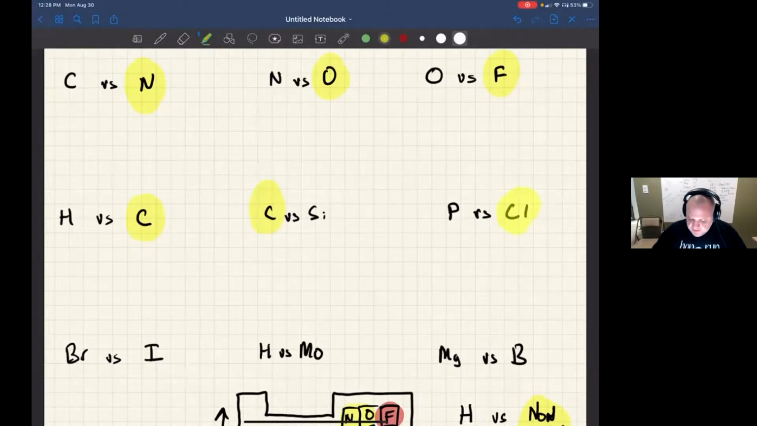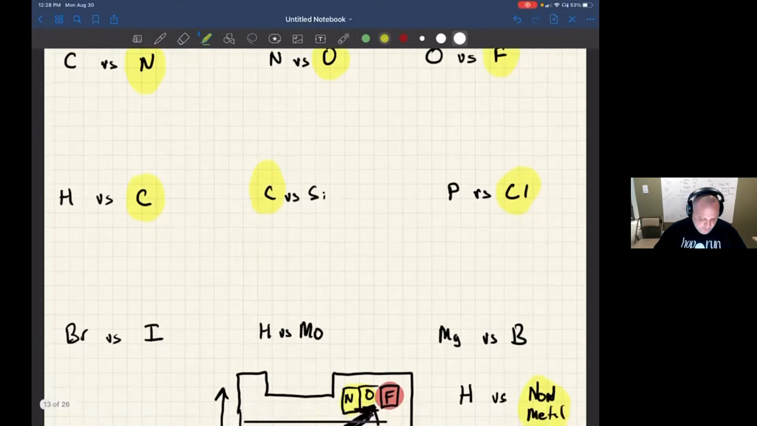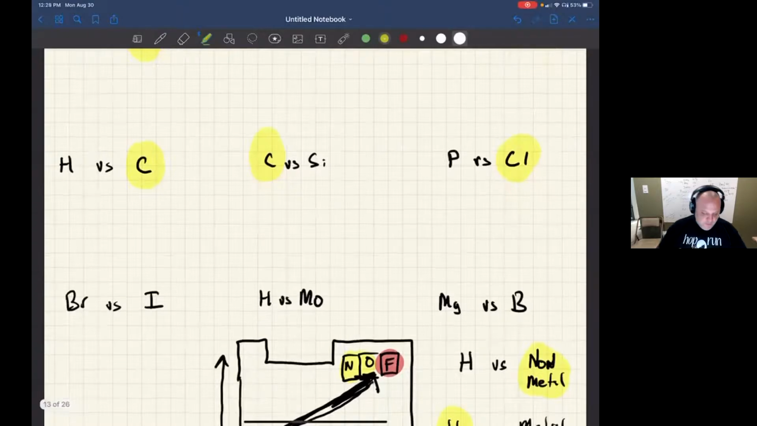Phosphorus and chlorine. Chlorine is to the right of phosphorus, so it's more electronegative. Bromine versus iodine. Bromine and iodine are in the same group, but bromine is higher on the periodic table, so it is more electronegative than iodine. And here we have an example of hydrogen versus molybdenum. Molybdenum is a metal, and so hydrogen is more electronegative.